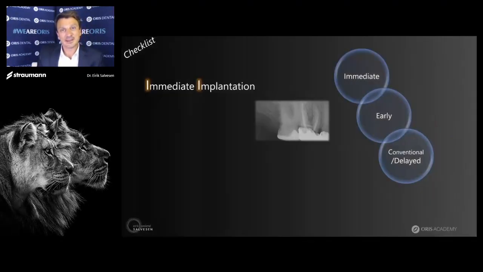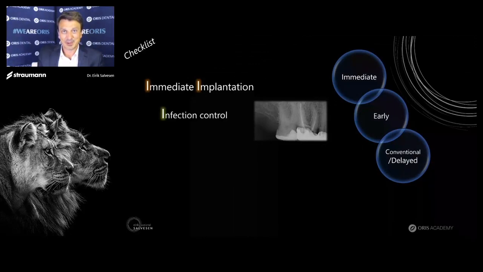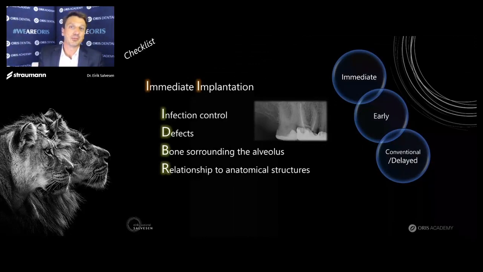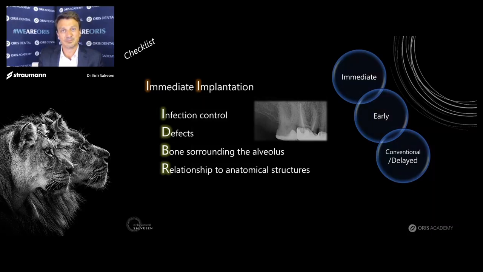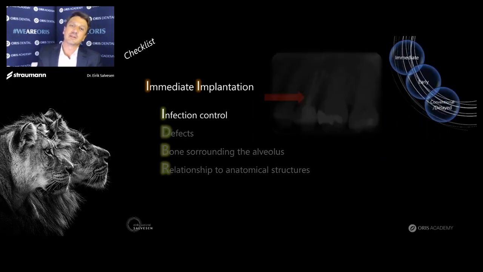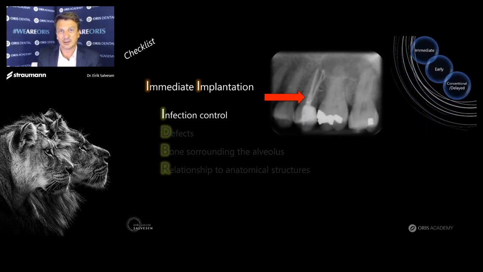So let's look at immediate implantation. I'm showing you a checklist that I use whenever I consider doing an immediate implant. It's infection control, it's defects, it's bone surrounding the alveolus, and combining that is also the relationship to anatomical structures. So let's look at some of these. Let's put this case in. It's an upper left premolar.